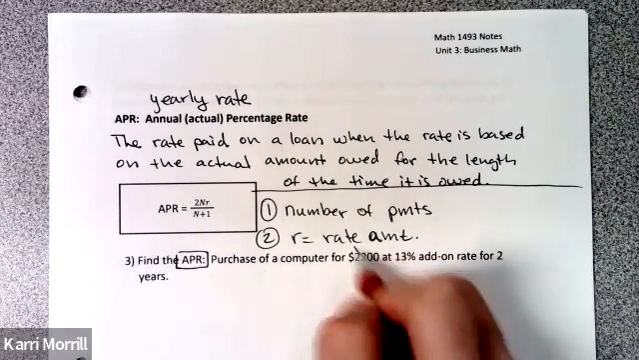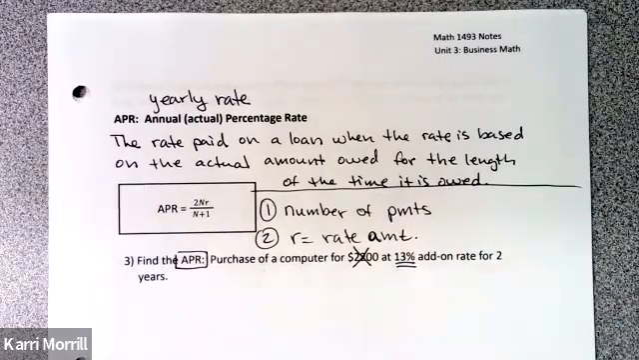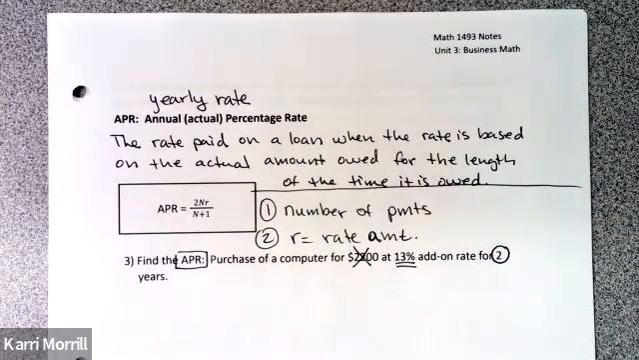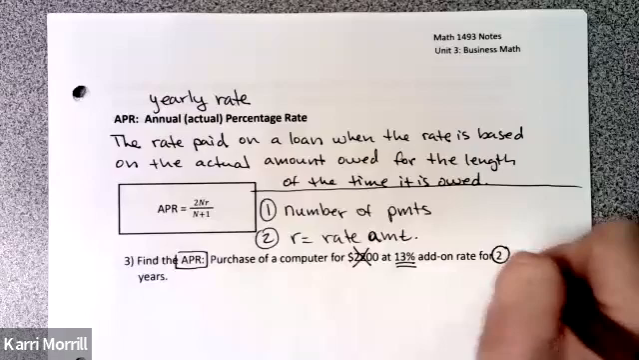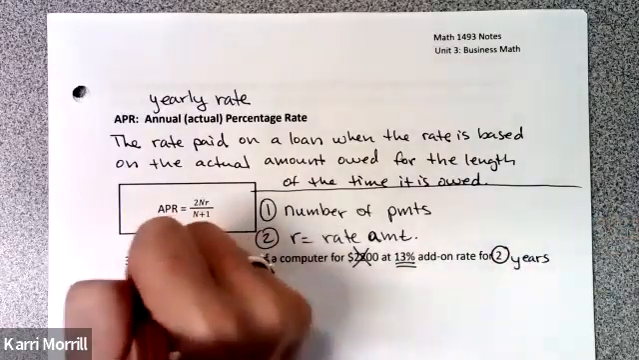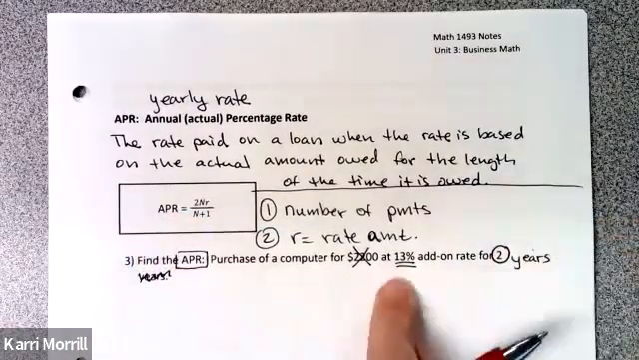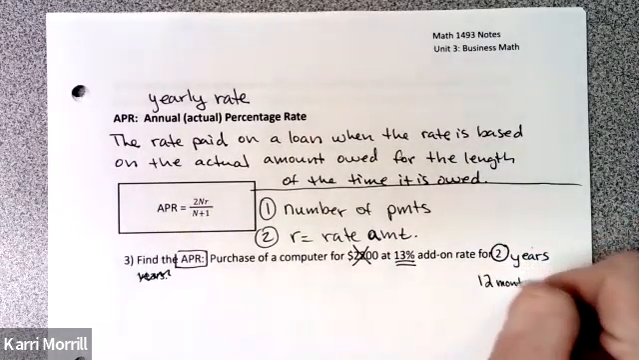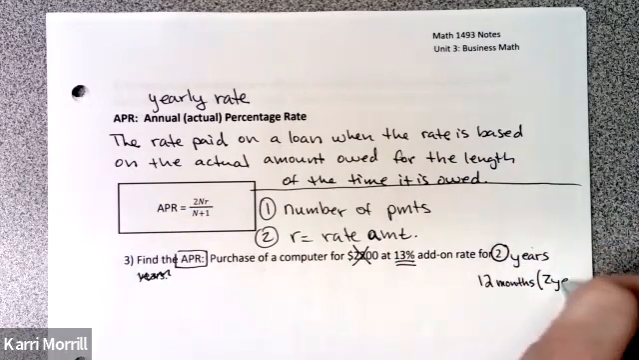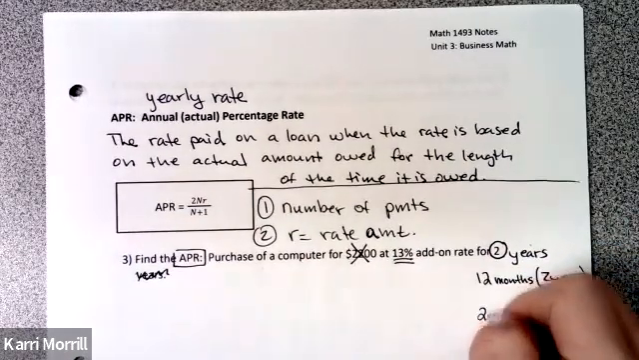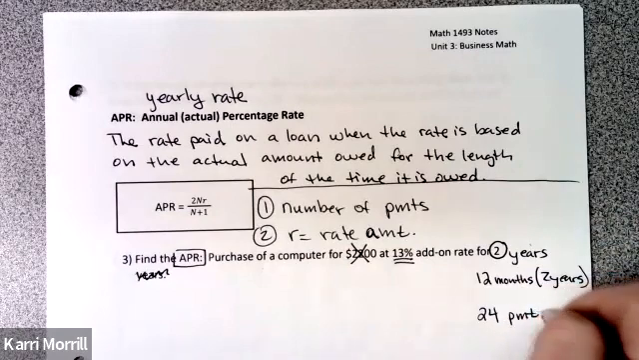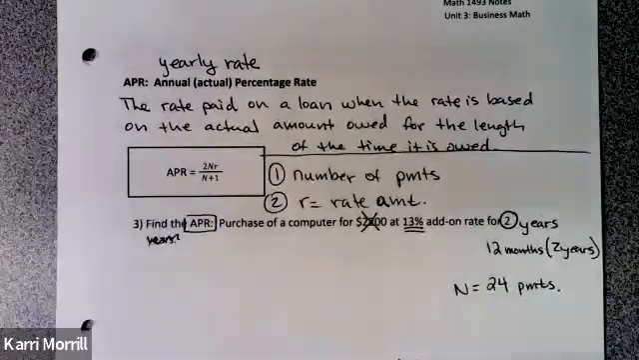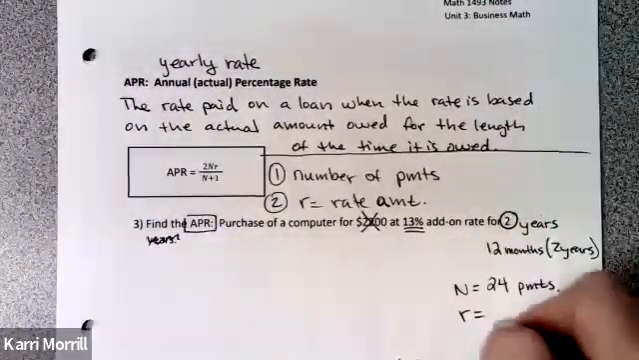So all we really need to know is this. We need to use this 2 years because we need to know the number of payments, but we have to convert it, right? I'm going to write the word years right here since it's down over here. So I'm going to say 12 months times 2 years, so we have 24 payments that you would make on this one. So that's going to be your n amount. Your rate amount was given as 13%, so 0.13.